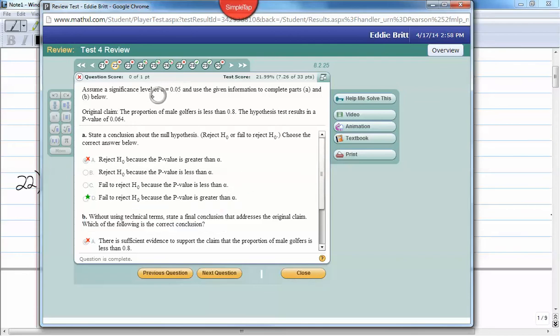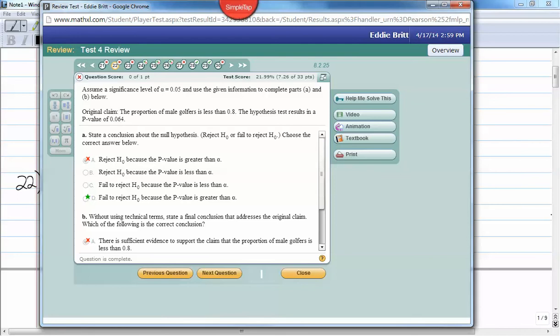So that's how you can tell if you need to reject or fail to reject the null hypothesis H sub O using the p-value test. If your p-value is larger than the given significance level, you fail to reject. If your p-value is less than the given significance level, then you reject.